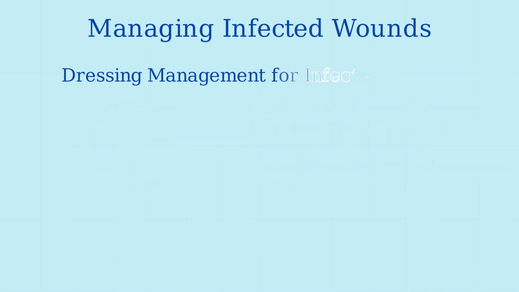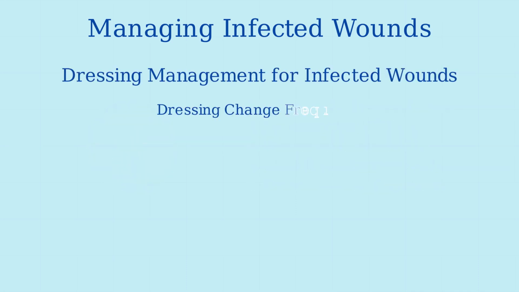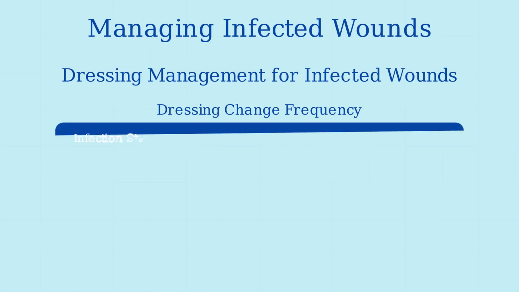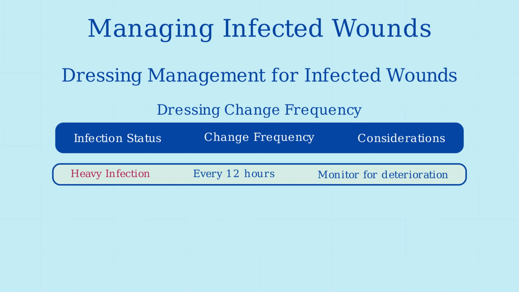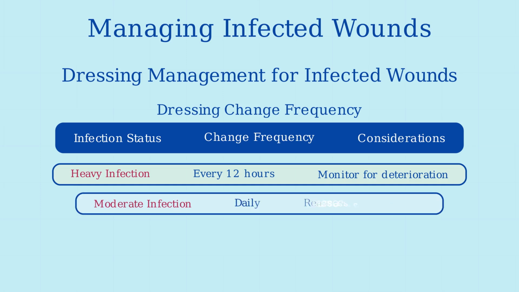Dressing management for infected wounds requires special attention to frequency of changes and absorption needs. The frequency of dressing changes depends on the severity of infection. For heavily infected wounds, dressing should be changed every 12 hours, with careful monitoring for deterioration. Moderately infected wounds typically require daily changes with reassessment after 2 to 3 days.